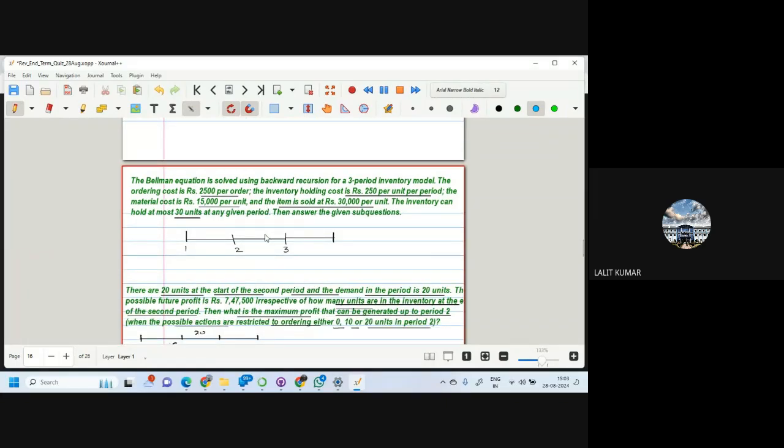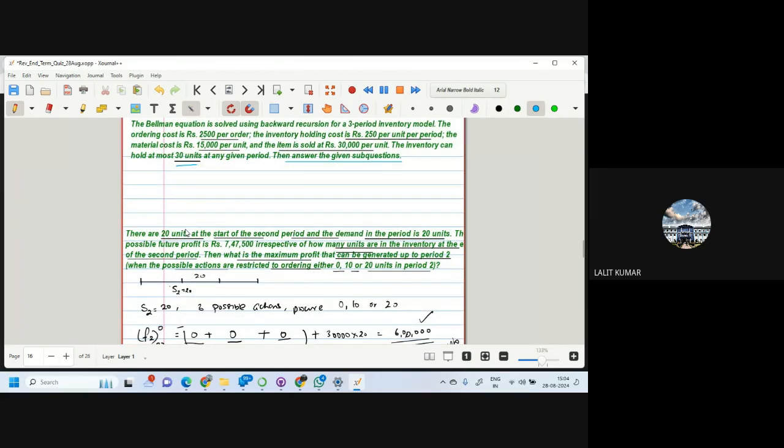Again, this is the question. The Bellman equation is solved using backward recursion for a 3-period inventory model. The ordering cost is rupees 2,500. The inventory holding cost is 250. The material cost is 15,000 and the item is sold at 30,000 per unit. The inventory can hold at most 30 units at any given time. Answer the given questions. This question has been asked 2 times in the PYQs.